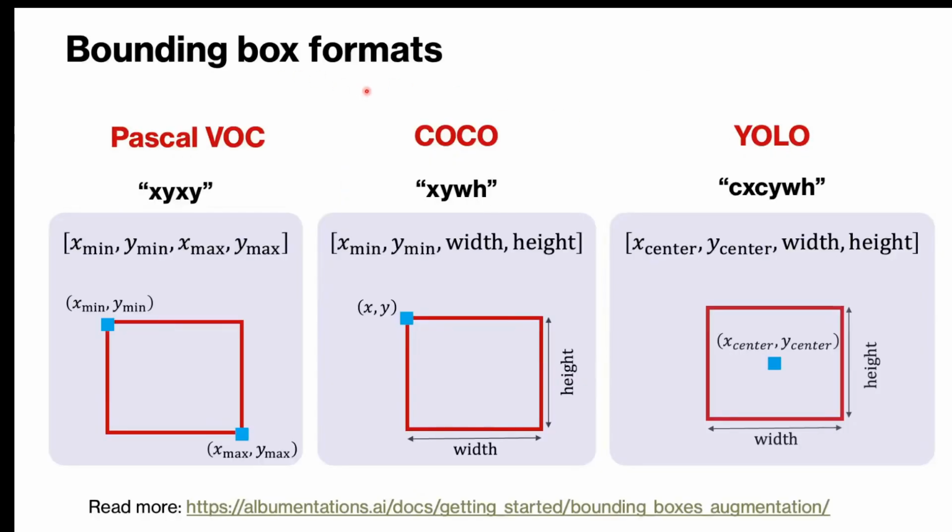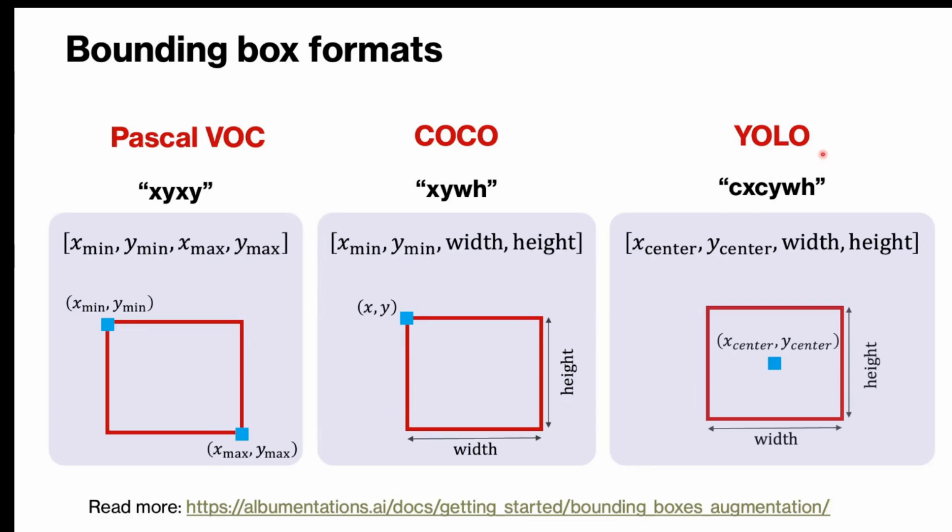So there are 3 common formats for representing bounding boxes. The first format is called Pascal VOC, also referred to as XY. In this format, we represent the bounding box with the top left corner and bottom right corner. Then we have the COCO format, or XYWH, which is represented with the top left corner and the width and height of the bounding box.